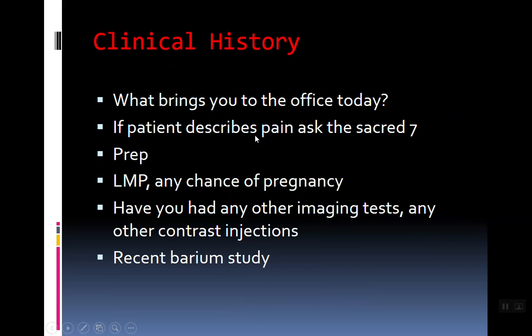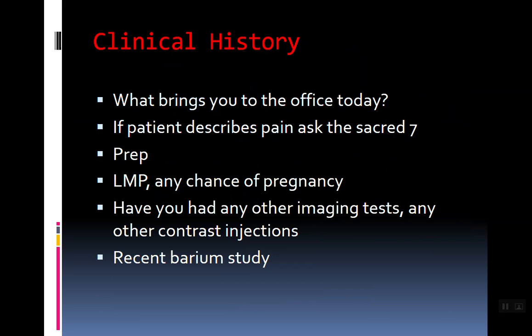When you're taking a clinical history, you always want to ask them why they're there, what brings you to the office today. Patients that are repeaters are going to get very tired and annoyed with people asking them the same questions over and over again, particularly patients that are cancer follow-ups. You always want to look at their old history sheet. Whatever you can get from their old history sheet, copy it onto your new history sheet.